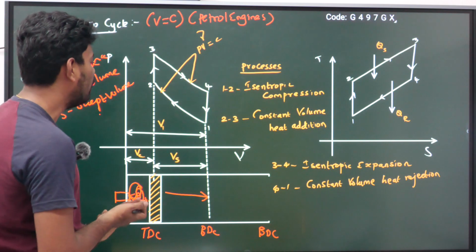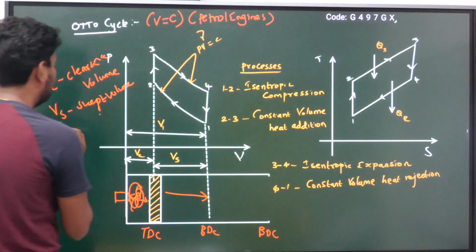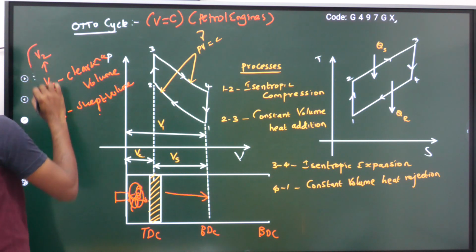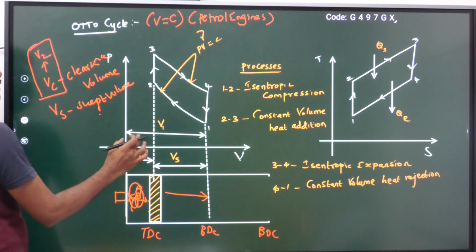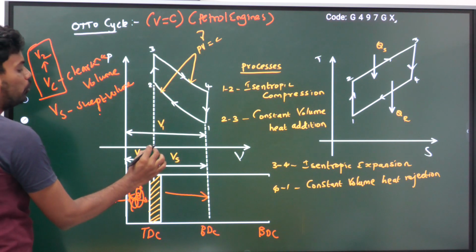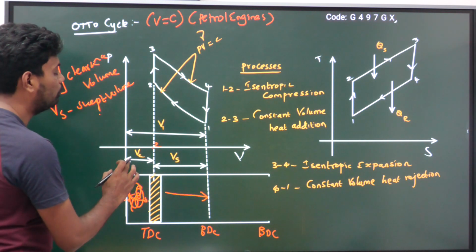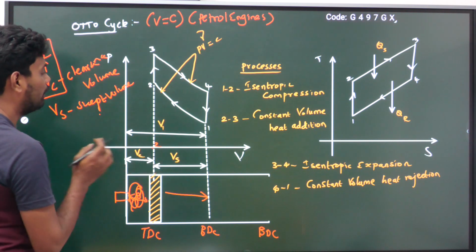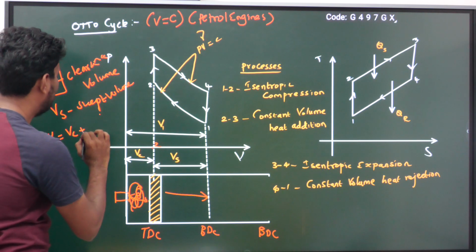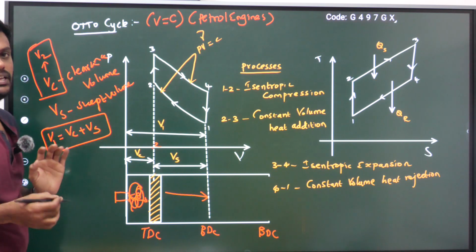And the total volume, I have noted from here to here. You can say Vc is also equal to V2, because at this point number 2 is available. From here to here, point number 2, you can denote either Vc or V2. I want to find out the total volume of the cylinder. So V1 is equal to Vc plus Vs. This is the total or maximum volume of the engine cylinder.